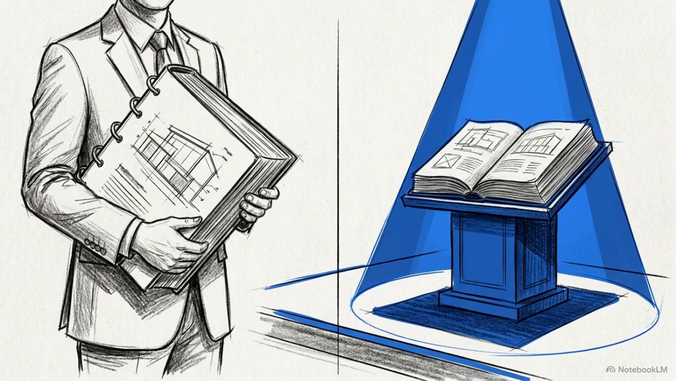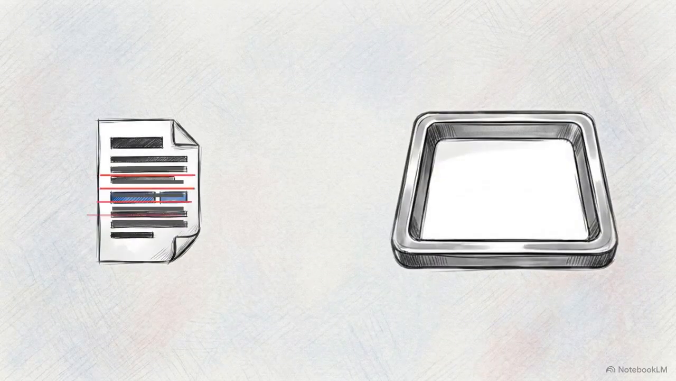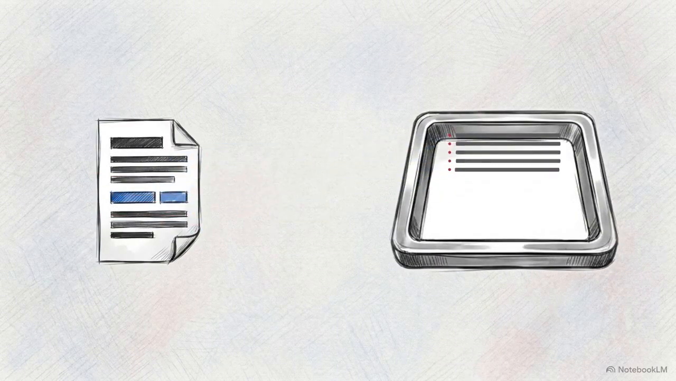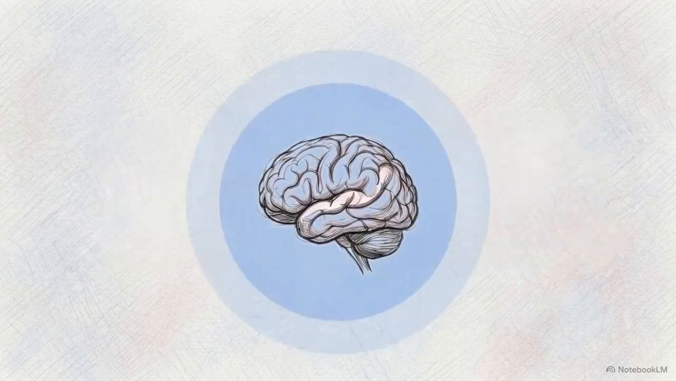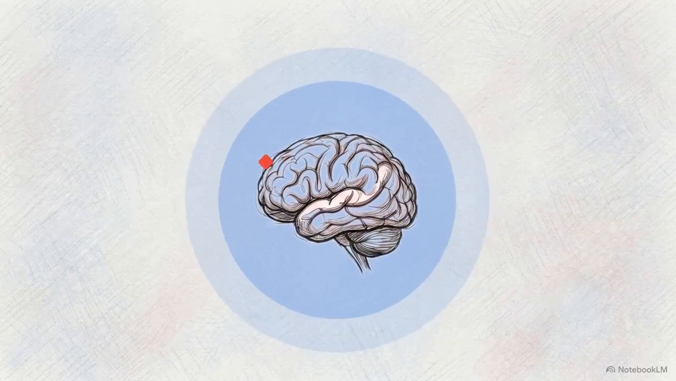This happens because researchers and analysts often treat the live stage exactly like a printed document. They take their manuscript, chop it up into bullet points, and paste it directly onto a screen. But the human brain isn't built to process information that way.